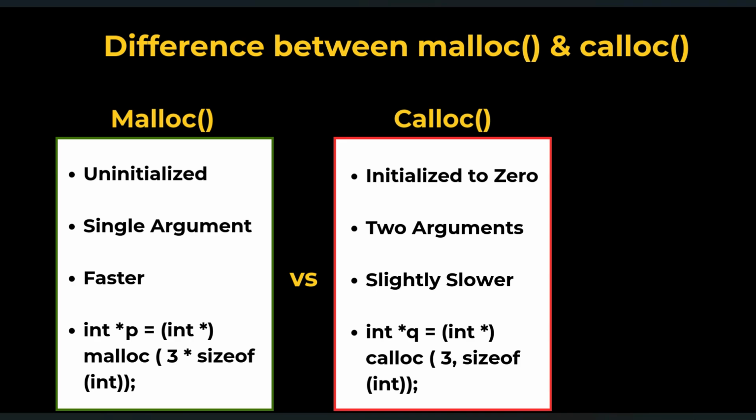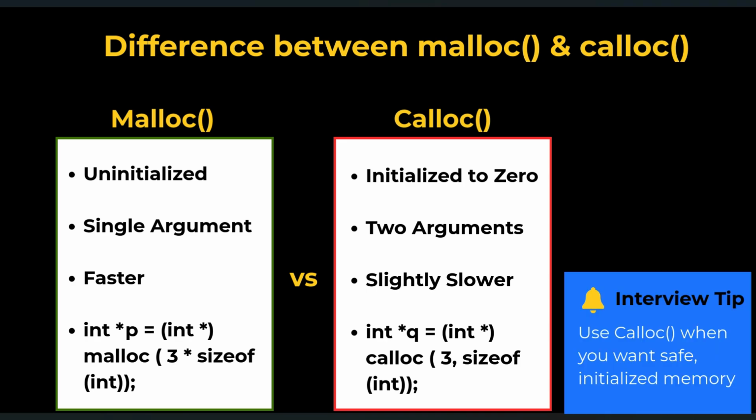Malloc allocates the memory but does not initialize it, so it contains garbage values. Calloc allocates the memory and initializes all the values to 0. An interview tip for this question is, use calloc when you want safe initialized memory. These were some of the most important C programming interview questions.